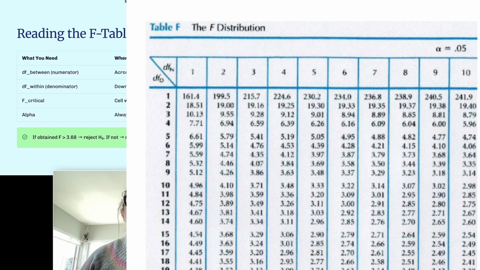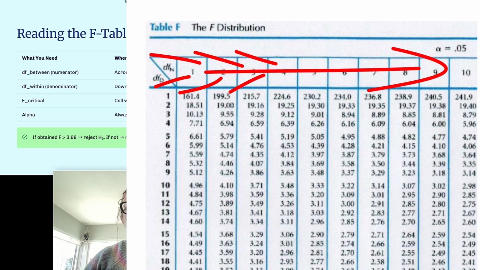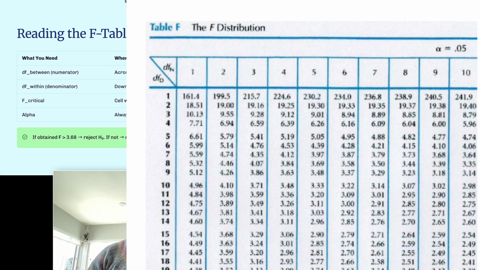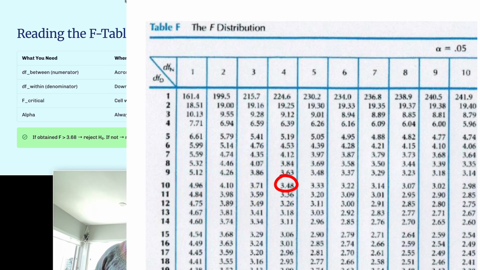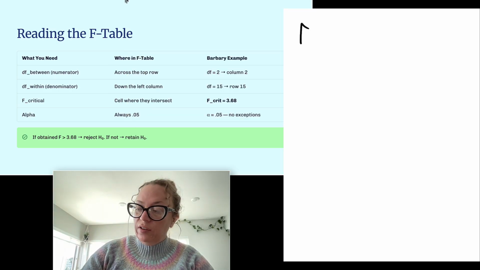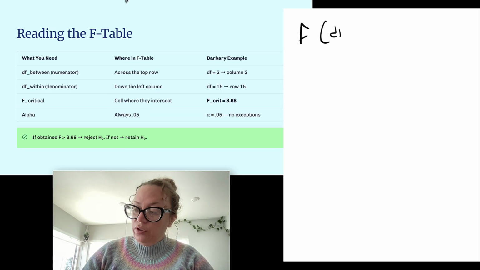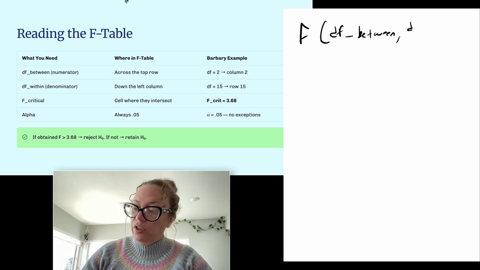All right, so how do you read the F table? The F table has the degrees of freedom between across the top row. That's the numerator. It has the degrees of freedom within down the left column. That's the denominator. You find the cell where your row and your column intersect. That's your F critical. So we always write degrees of freedom like this. Our F is degrees of freedom between, comma, degrees of freedom within, just like correlation intervals sort of idea.